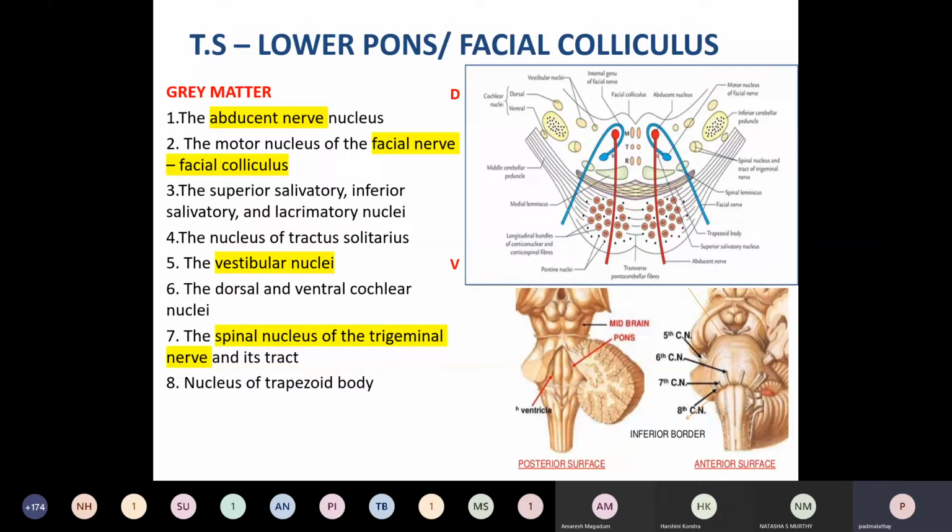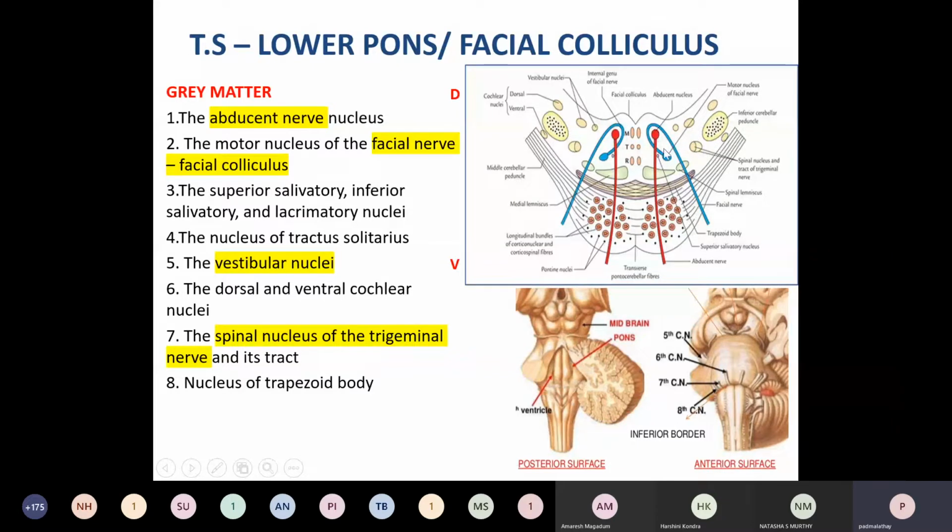Now a cross section of the pons at the level of the facial colliculus. This is nothing but the lower pons. Okay, facial colliculus level means it is a section of the lower pons. So what is the gray matter present in the section of the pons at the facial colliculus? The gray matter includes the nucleus of the abducent nerve. So in the picture you can see here, this is the nucleus of the abducent nerve.